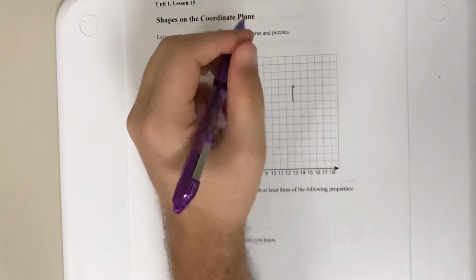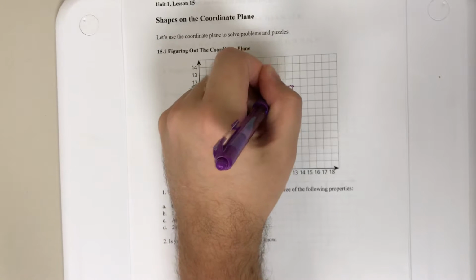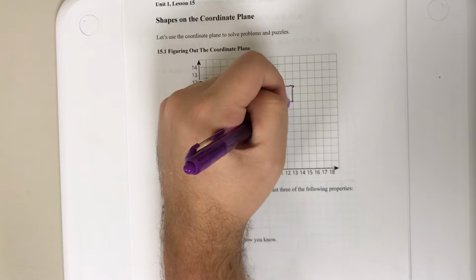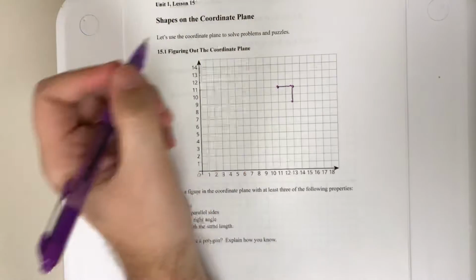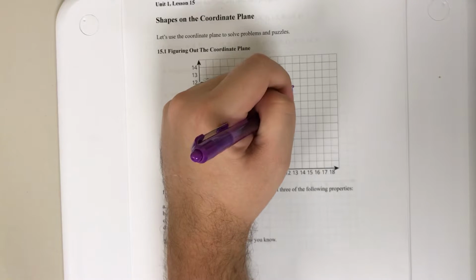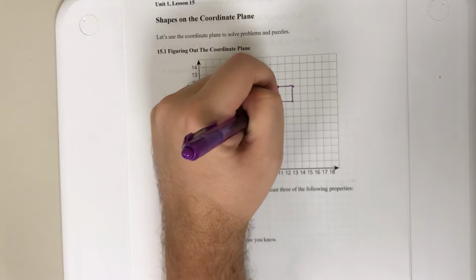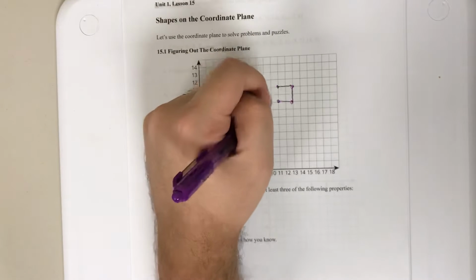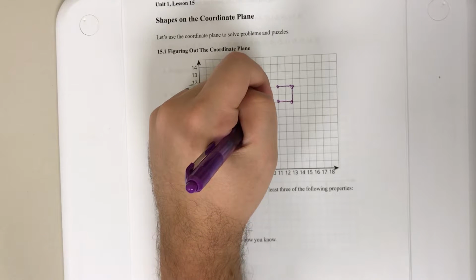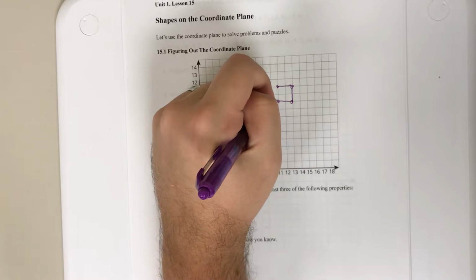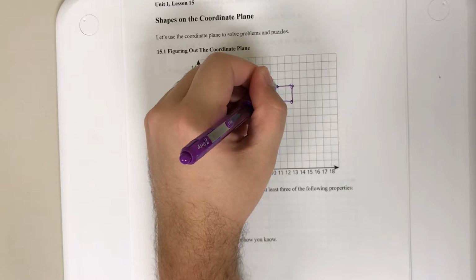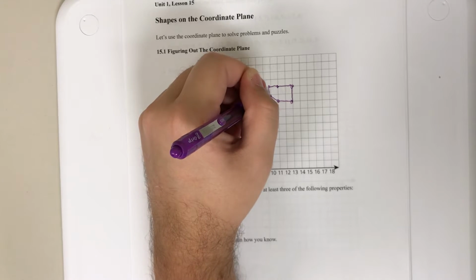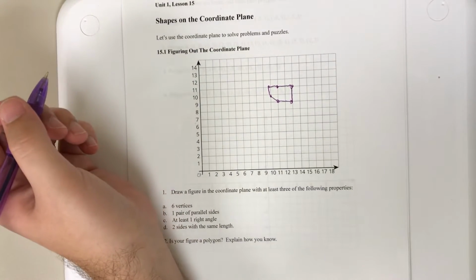draw my shape. So I have 3 points. That's 4 points. So that's my shape. It has 6 vertices, right?